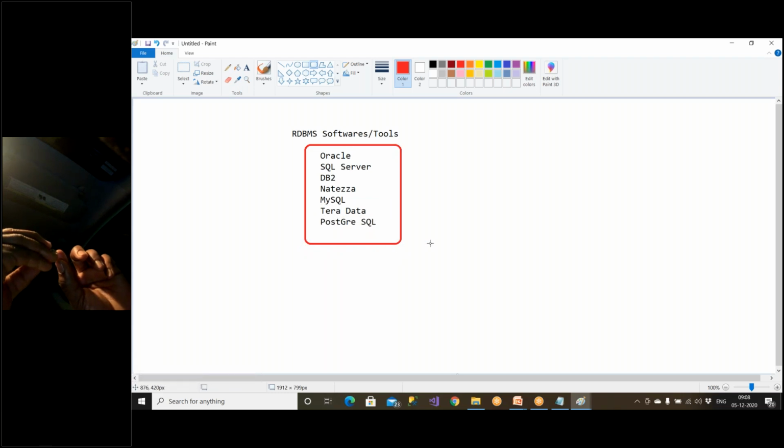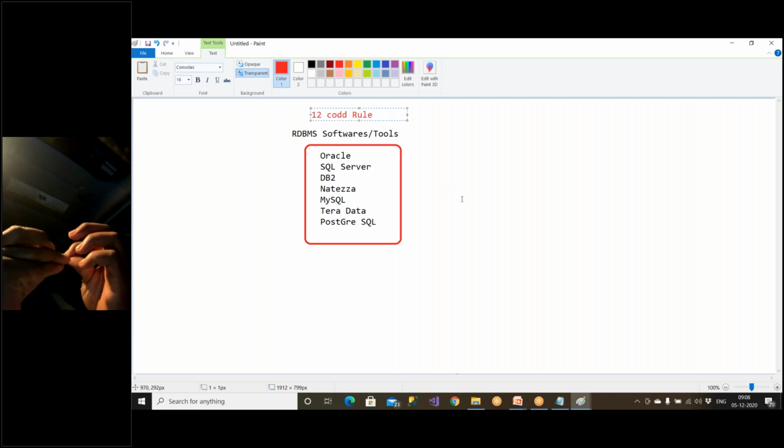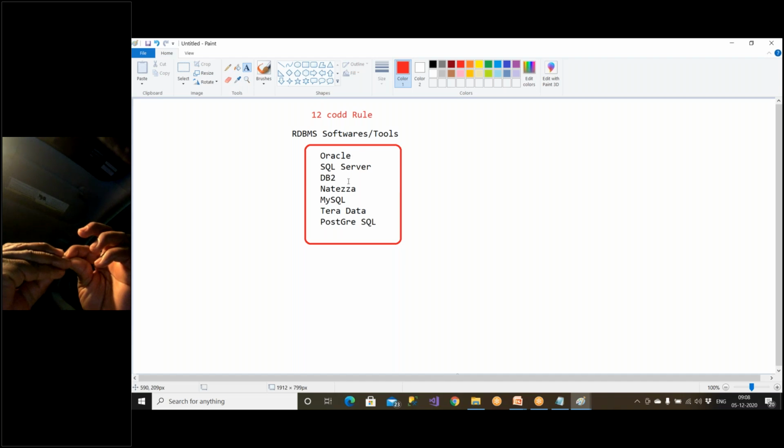What can this do? It can simply store the data and you can retrieve the data, instead of storing the data into a flat file. Now you are going to store the data into Oracle, into SQL Server. So all these are different softwares to store the data, nothing else. Clear? These softwares have been created using these 12 Codd rules. If you have at least a minimum of 10 Codd rules, then the software is called an RDBMS software. Clear? This is a software, it is not a language, right?